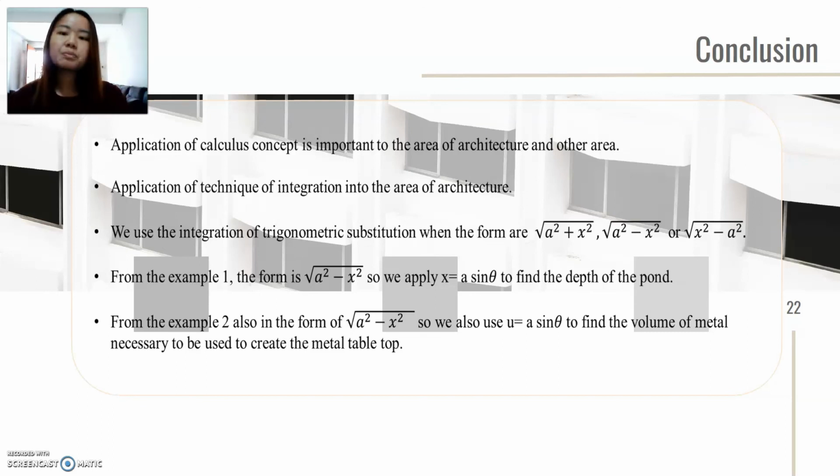to construct a structure. So in this project, we use the integration of trigonometric substitution when the form is square root of a squared plus x squared, square root of a squared minus x squared, or square root of x squared minus a squared. From example 1, the form of the function is square root of a squared minus x squared. So we apply x equal to a sine delta to find the depth of the pond. From example 2, also in the form of square root of a squared minus x squared, so we also use U equal to a sine delta to find the volume of metal necessary to create the metal tabletop. So this is the example and solution of our group project.